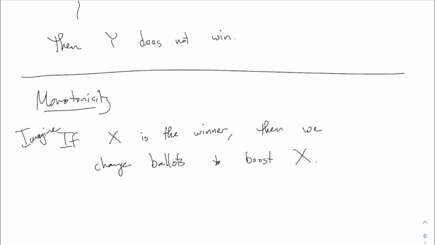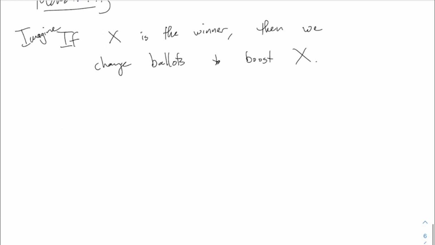Is X still going to be the winner in a dictatorship? Yes, I see some yeses. Can you say why? Because the dictator will still vote for it. Yeah, if you imagine that X is the winner, what that means already is that the dictator thinks X is the best, because that's the way that X became the winner to begin with. And then if you change somebody's ballots to raise the X up, it doesn't matter, right? Because the dictator is still going to think X is the best. If you change the dictator's ballot even to raise X up, X is already at the top, so that is not a real change. Okay, so if X is the winner, then we change ballots to boost X. I will say since X won originally, they are the dictator's favorite.